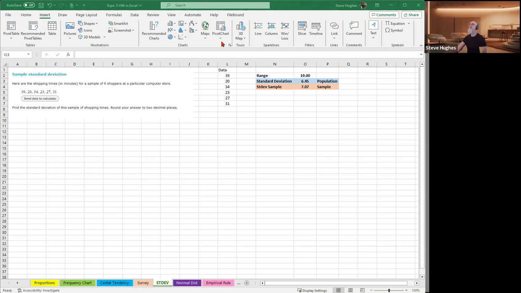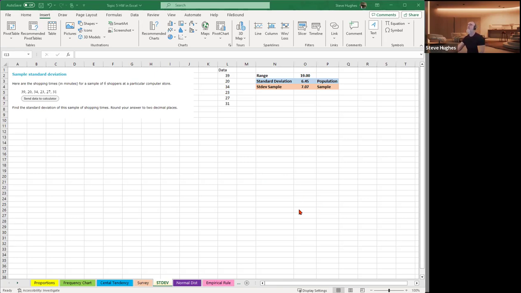Again, another homework question from topic 5 talks about the sample standard deviation. Here are shopping times in minutes for a sample of 6 shoppers at a particular computer store. There's the number of minutes that are there. It says find the standard deviation of the sample of these shopping times. Round your answer to 2 decimal places.